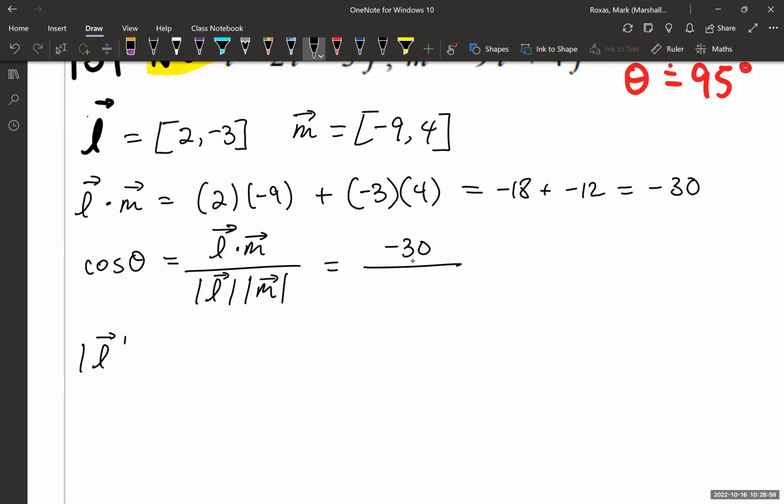So the magnitude of L, by the Pythagorean theorem, is the square root of the sum of the squares of its components. So 2 squared plus minus 3 squared, which is 4 plus 9, which is 13. So the magnitude of L is equal to the square root of 13. Okay.